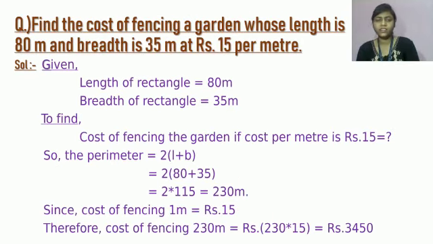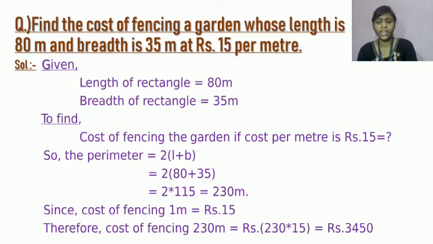Now look at this interesting question, which is an application of the perimeter and area of a rectangle. The question states: find the cost of fencing a garden whose length is 80 meter and breadth is 35 meter at rupees 15 per meter. So what is given in the question? Length and breadth of the rectangle. We have to find the cost of fencing the whole garden if cost per meter is given as 15 rupees.